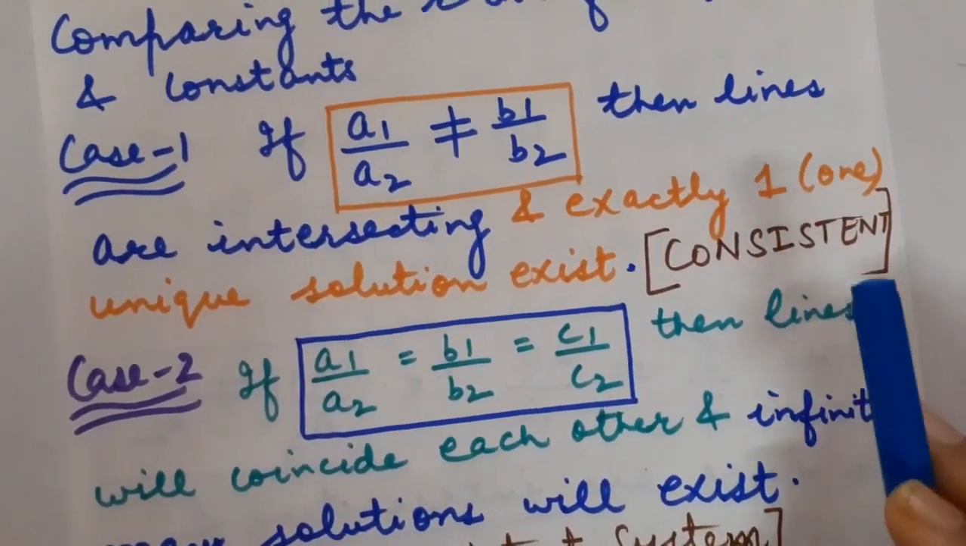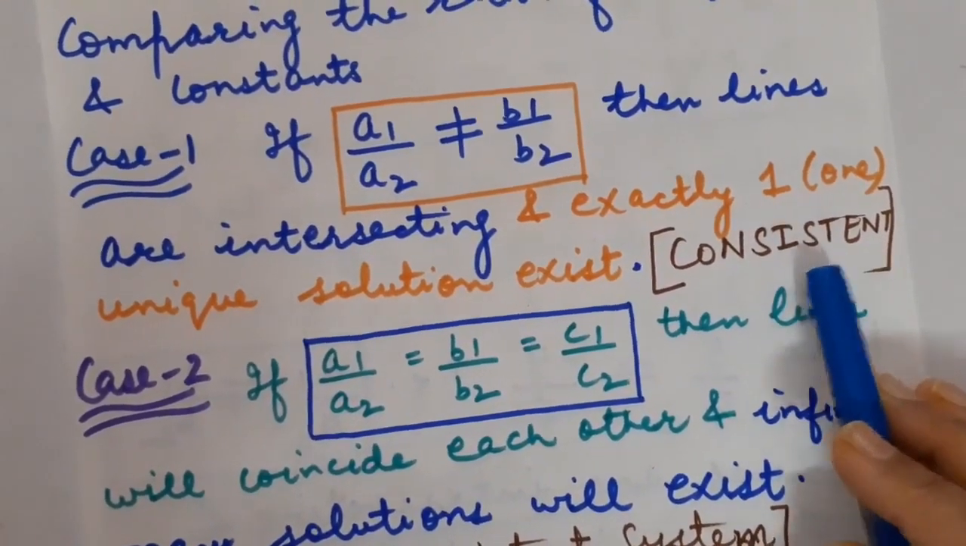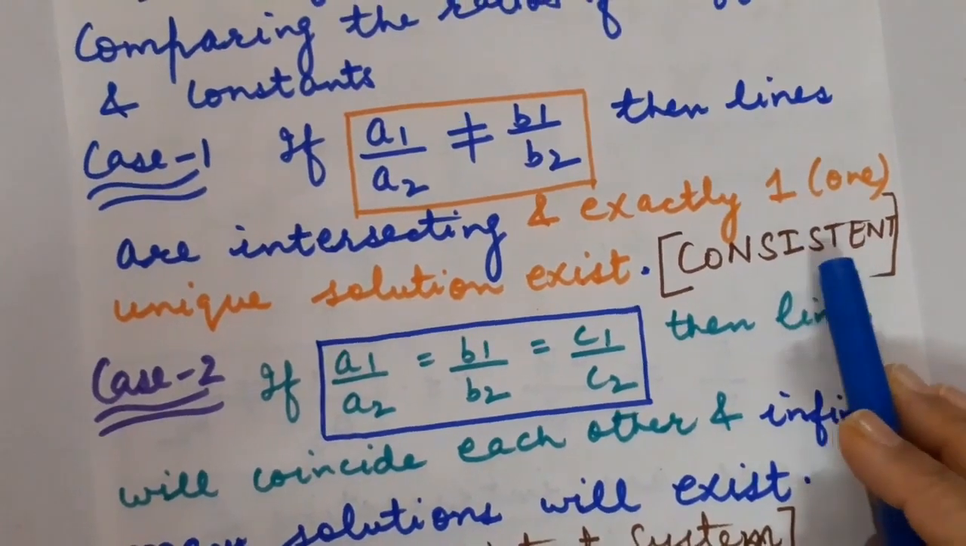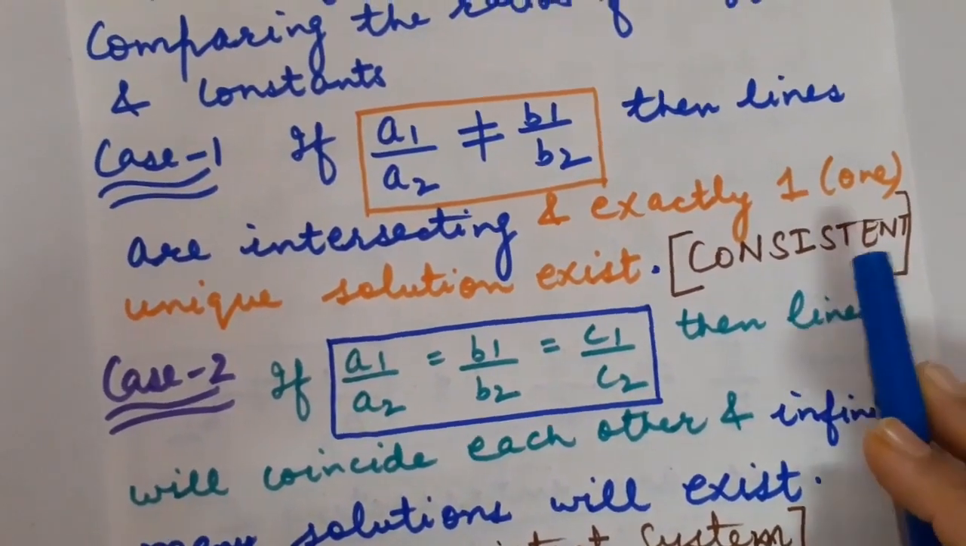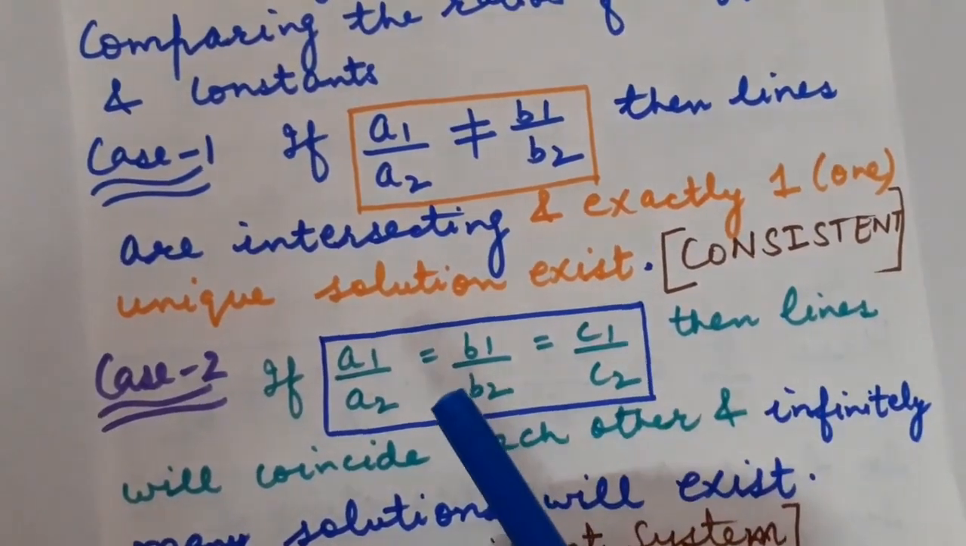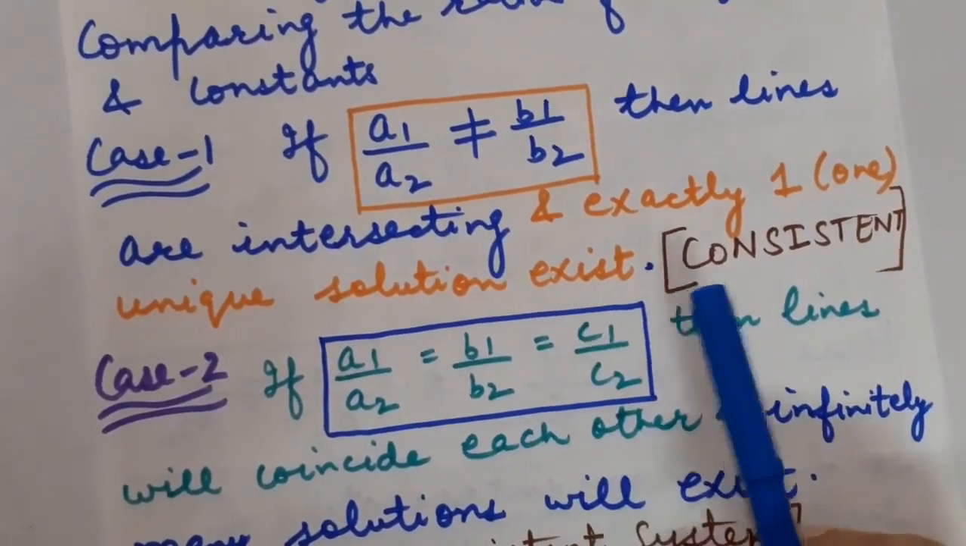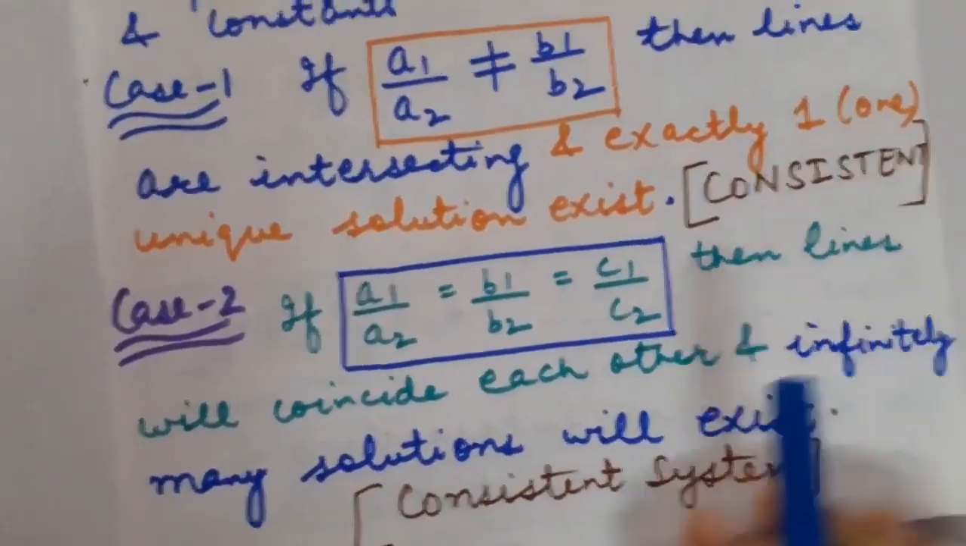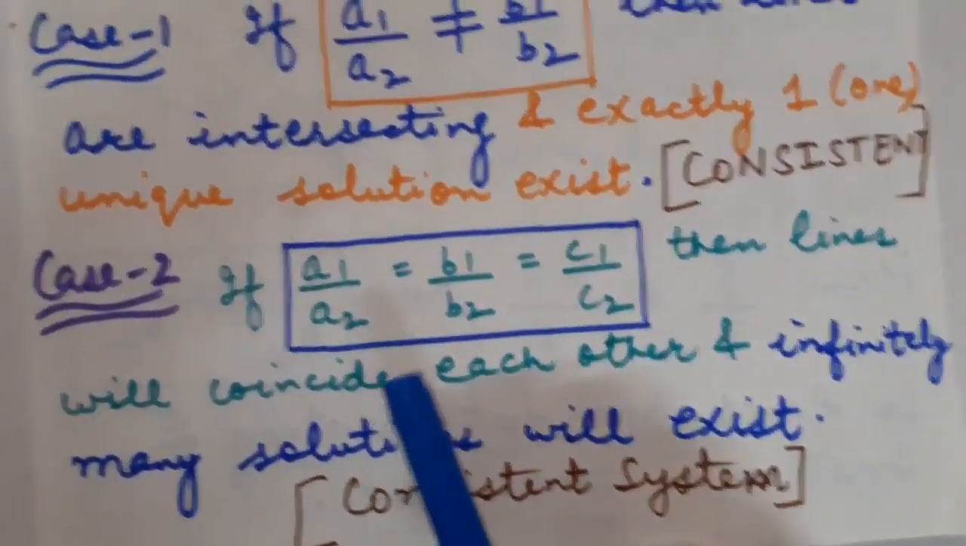Whenever solutions exist, in that case the system of the pair of linear equations will be consistent always. But if there is no solution existing, like in the case of parallel lines, then the system will be inconsistent. Okay, let us switch to case number 2.